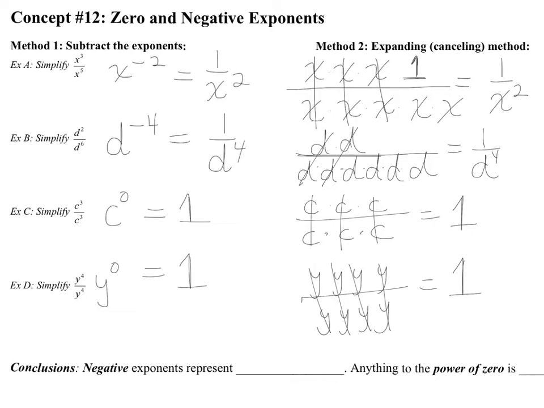If you take a look down at the conclusion, it says negative exponents represent what? So if you look here, x to the negative second is this fraction, d to the negative fourth is this fraction. So negative exponents represent fractions. They don't represent negative numbers. And anything to the power of 0 is 1.